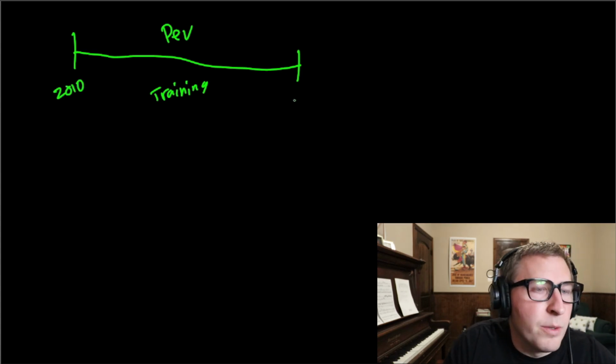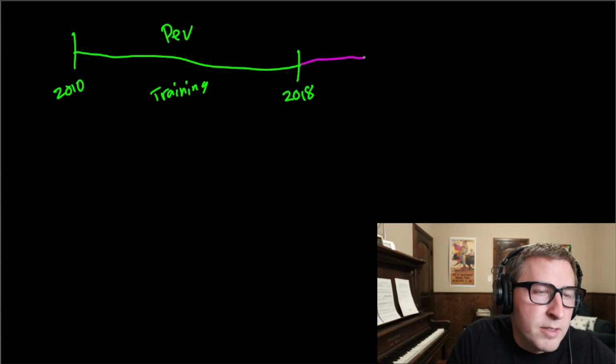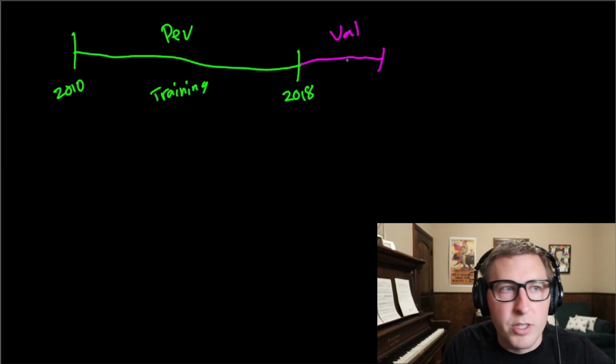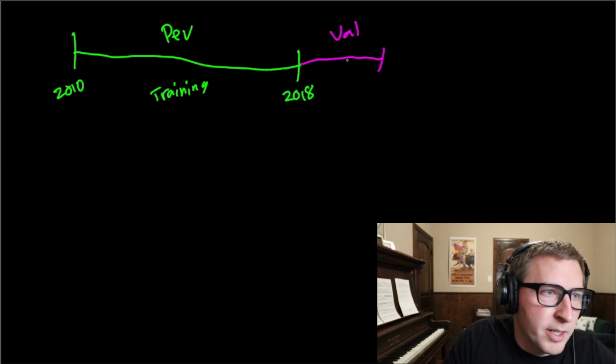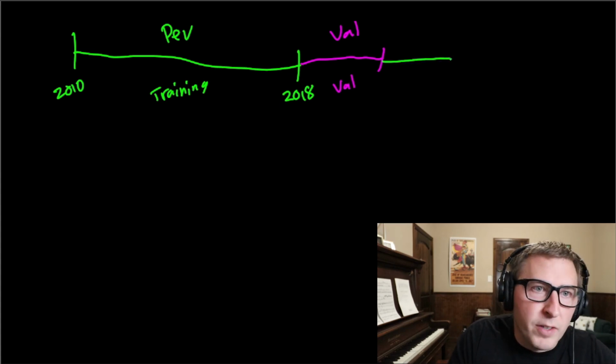And let's say this goes, I don't know, to 2018. And then you're going to have something which is called validation. You don't have to have this for stats. You can just have development and out of time, which you'll see here in a second. But we also call this validation in the machine learning realm. And then finally here, you're going to have what we call out of time.